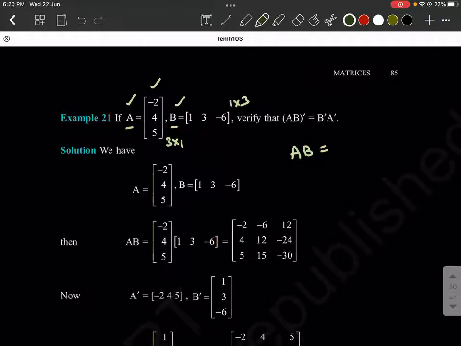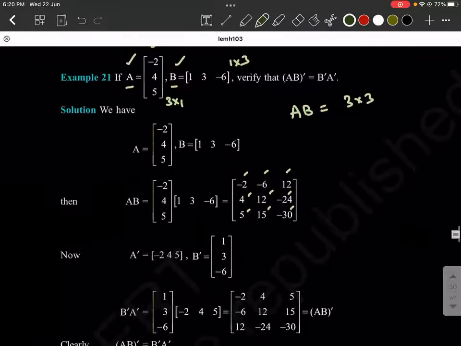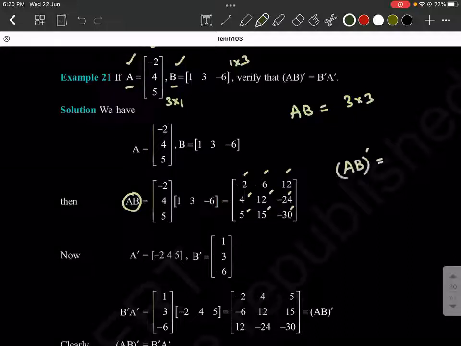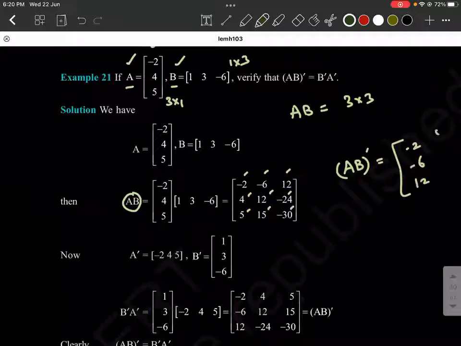So the order of the matrix AB will be 3 cross 3, correct? I'm assuming that everybody knows multiplication. So when you do A into B, you get -2, -6, 12, 4, 12, -24, 5, 15 and -30. Okay. Now, if I take AB and take the transpose of it, AB transpose, how much will we get? -2, -6, 12, 4.